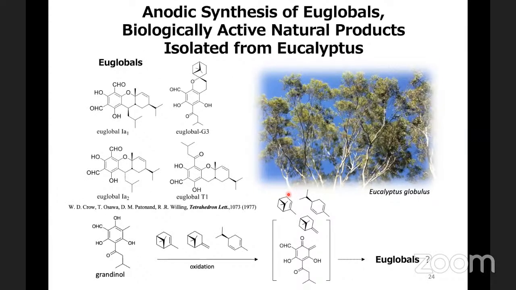Next, we will show an example of the application of the biphasic electrolytic system to the synthesis of bioactive natural products. My interest in the synthesis of natural products led me to apply this electrolytic reaction system to the synthesis of a series of bioactive natural products called euglobals, obtained from eucalyptus. Euglobal is thought to be formed in vivo by the intermolecular hetero Diels-Alder reaction of various terpenes with oxidatively activated heterodiene, grandinol, which has also been obtained from eucalyptus.